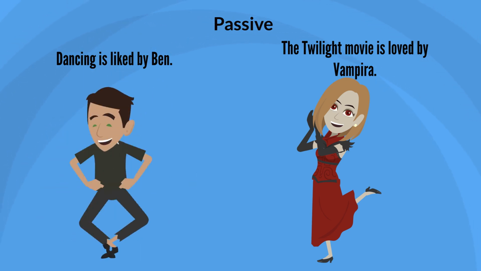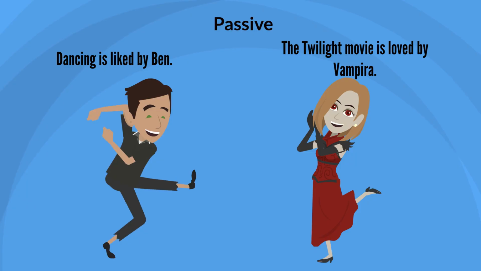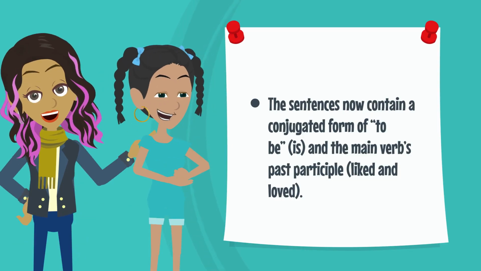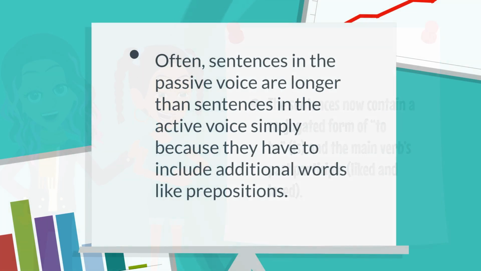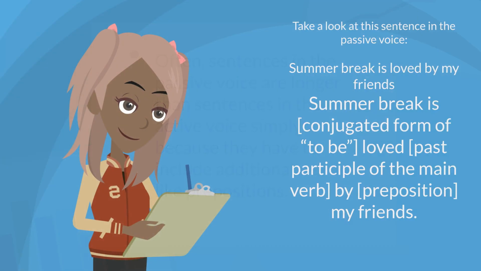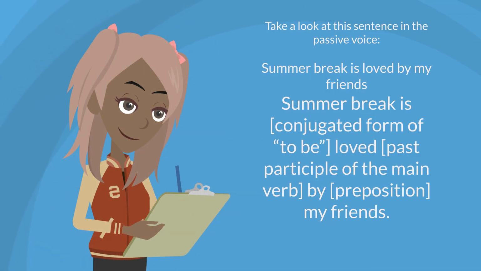Notice how the direct objects become the focus of the sentence. The sentences now contain a conjugated form of to be, is, and the main verb's past participle, liked and loved. Often, sentences in the passive voice are longer than sentences in the active voice simply because they have to include additional words like prepositions. Take a look at this sentence in the passive voice. Summer break is, conjugated form of to be, loved, past participle of the main verb, by, preposition, my friends.